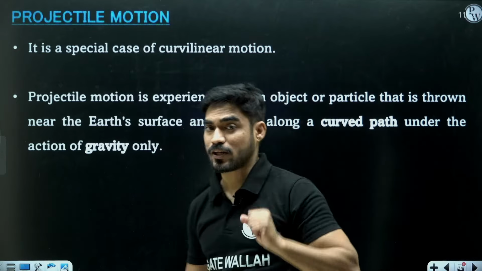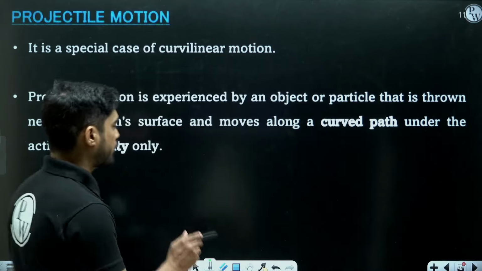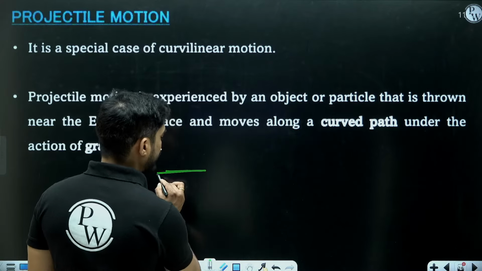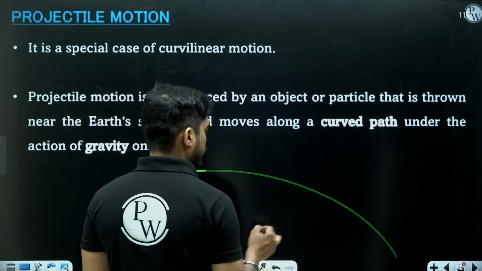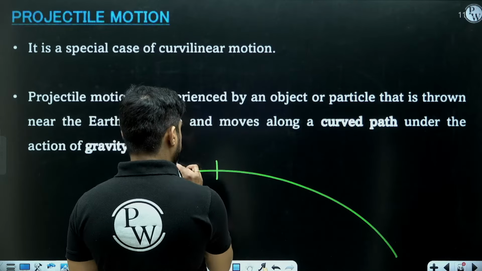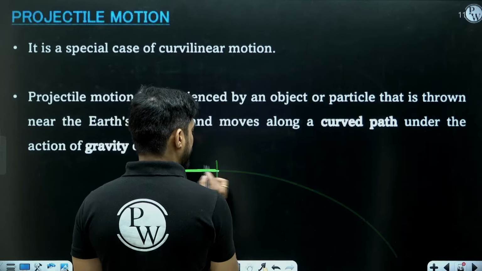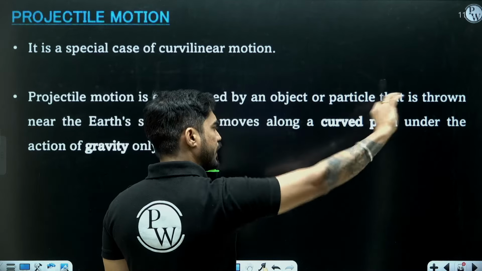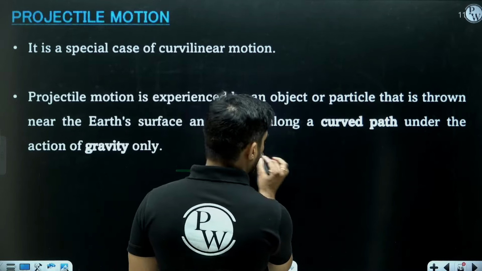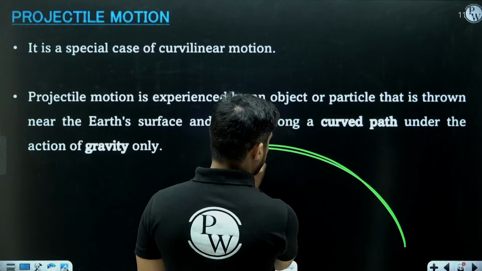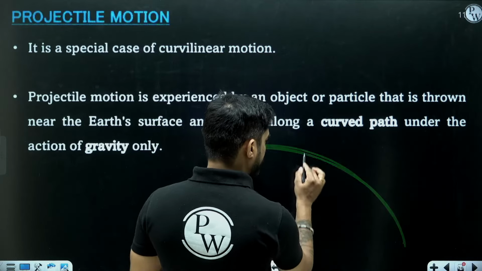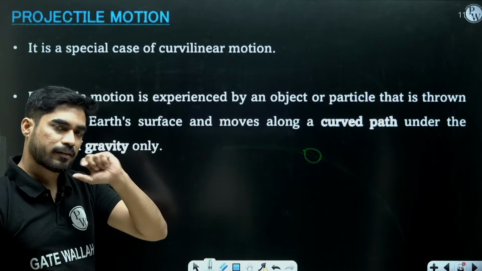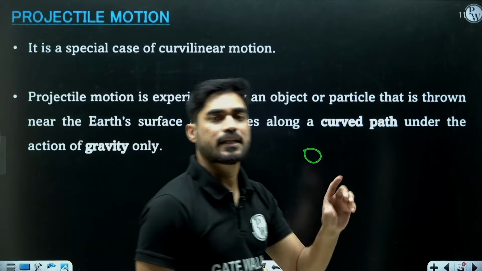Motion of a bullet is an example of projectile motion. When you fire a bullet, it moves like this. If you consider a very short distance, then it is almost straight. Otherwise, if you fire a bullet over a very long range, then it moves like this. You can see that it is under the influence of gravity only. Once you fire the bullet, it moves under the influence of gravity only.